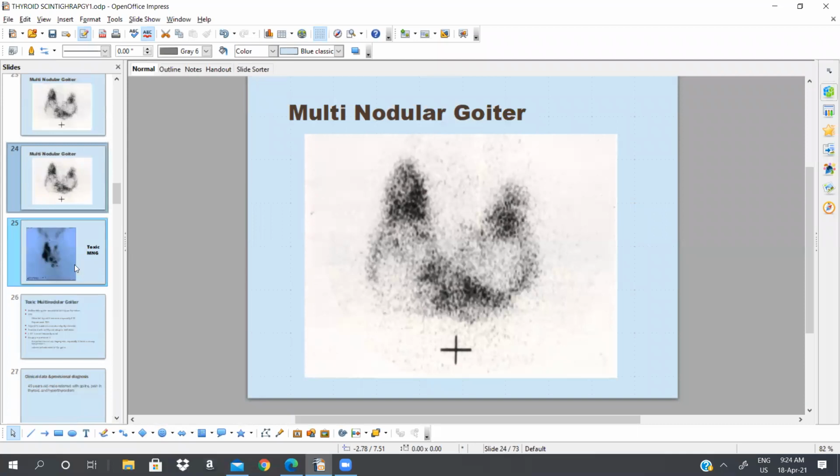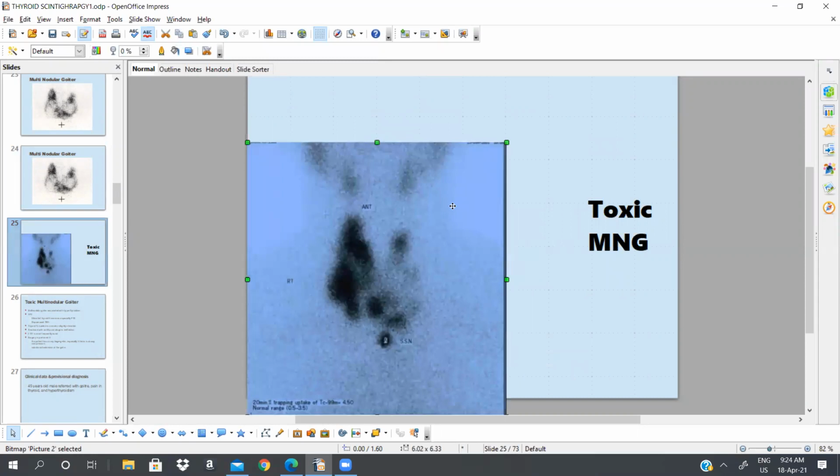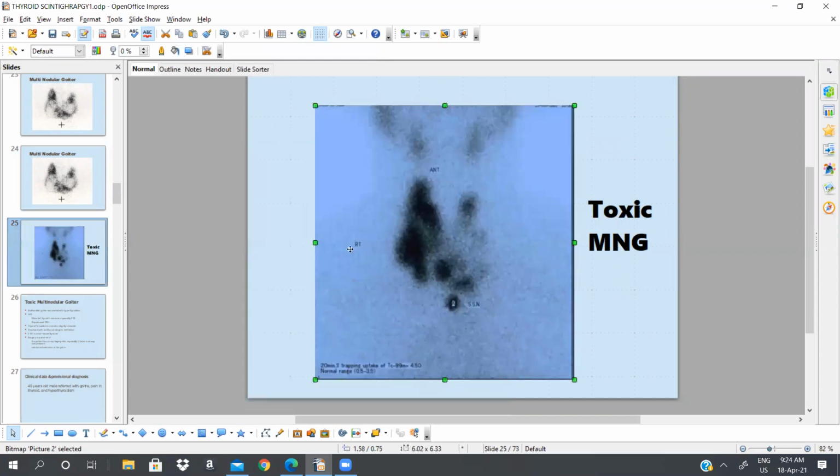Okay, so sometimes this multinodular goiter comes without any hyperfunctioning status, but sometimes it becomes toxic. It means increased thyroid hormone, like in this case. This is a toxic multinodular goiter. You can see some areas with high activity. It's trapping too much tracer in this area, this area, this area.